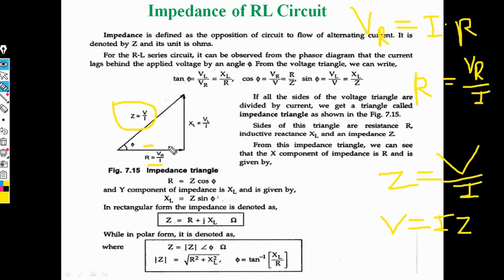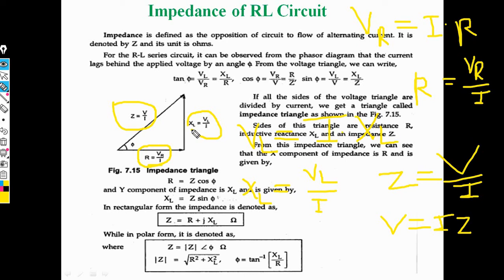This is for resistance. Then for VL, the voltage drop across the inductance, VL is equal to I into XL. Then rearranging the equation, XL is equal to VL upon I. Now this is for XL, and this is the impedance triangle. Now I have to explain the formula for impedance, the formula for resistance, and also the formula for inductance, that is XL.